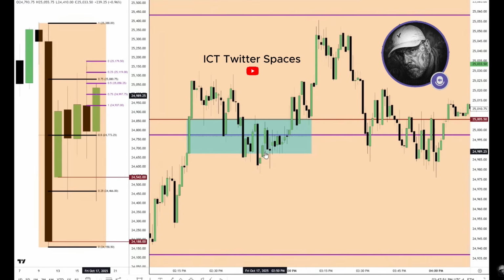Isn't that a classic buy model profile being applied? Once that sell side's raided, then it's going to rally up. That's exactly what that is, isn't it?